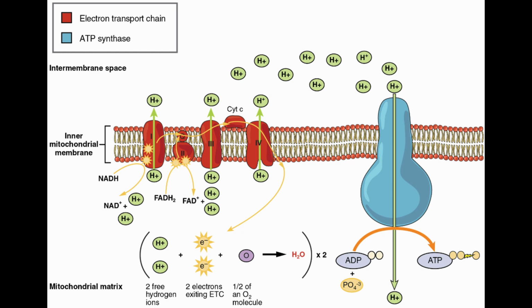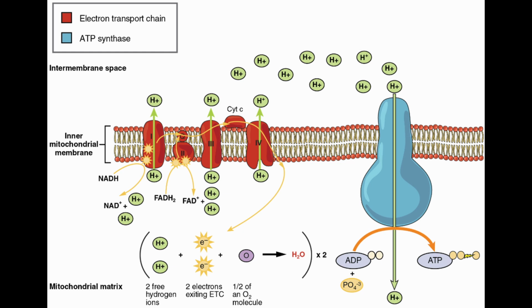into the matrix through the ATP synthase. And this flow of protons provides the energy for ATP synthase to convert ADP and inorganic phosphate into ATP. And what you have to recognize here is the final electron acceptor is oxygen. And this final electron acceptor, which is oxygen, when it accepts electrons and combines with protons, will form water.